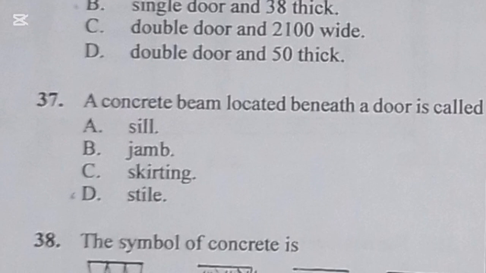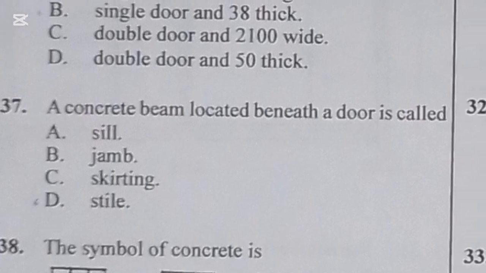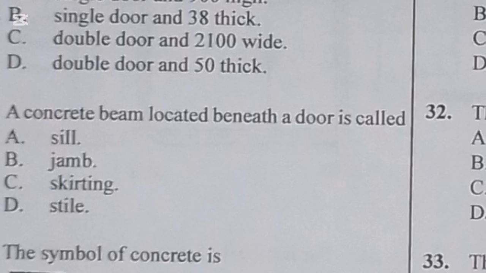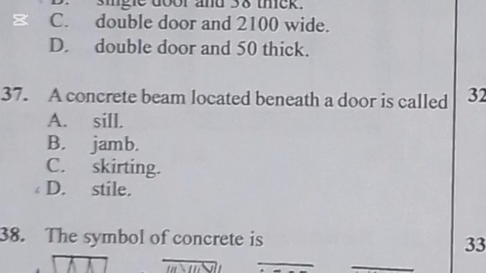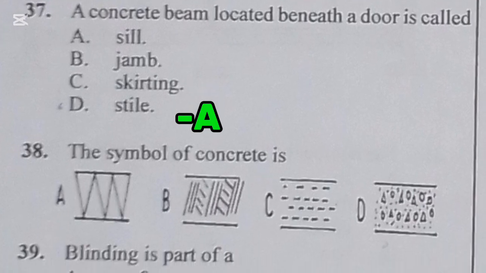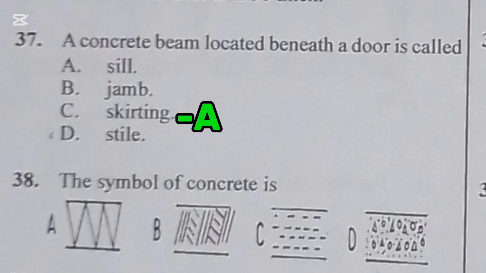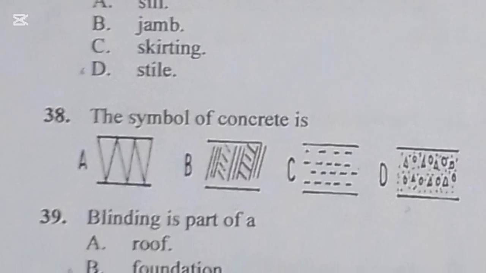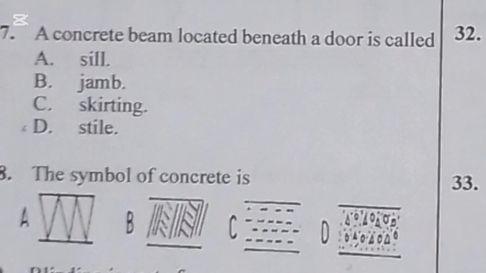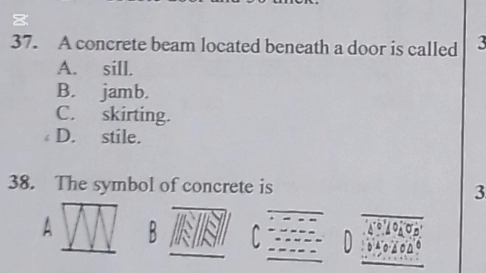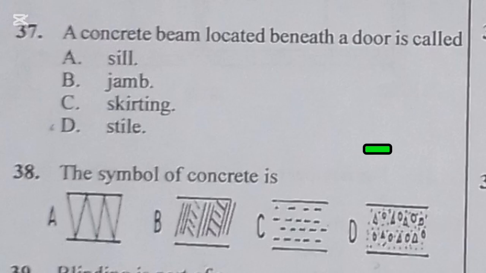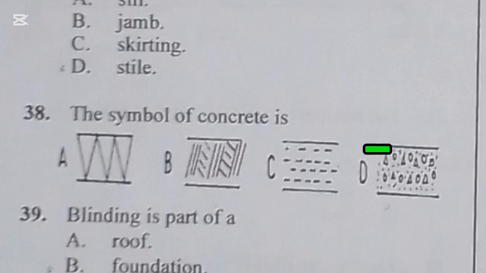Question 37 now quickly. A concrete beam located beneath a door is called a sill. A is the correct answer. Not jamb, not kiting, not style. A is the correct answer. Question 38. The symbol of concrete, of course, has to be D. This is hardcore. The correct answer has to be D.